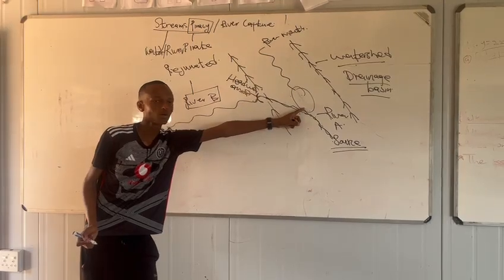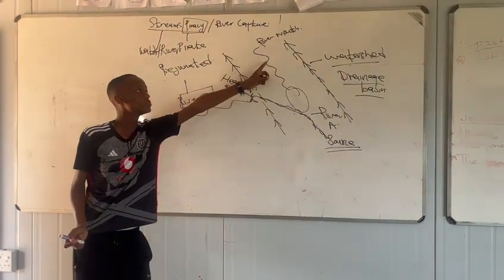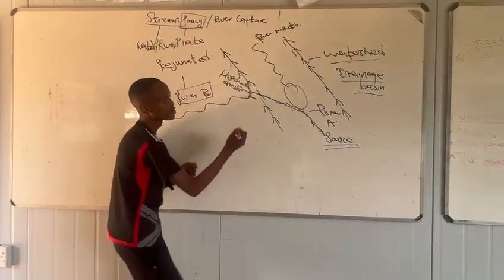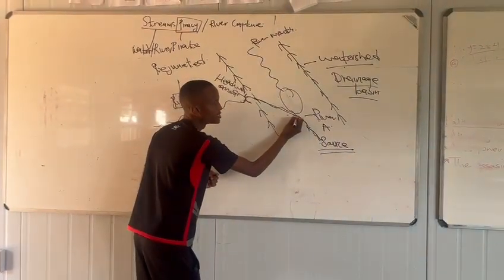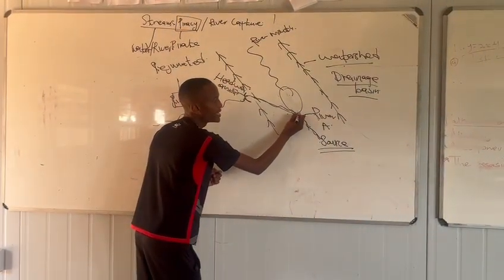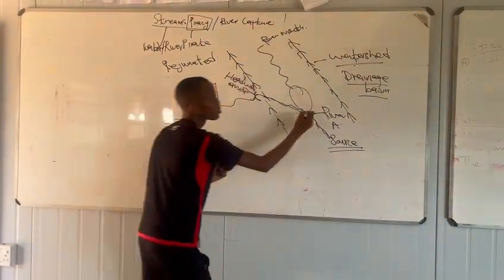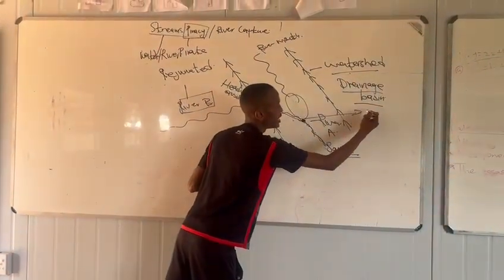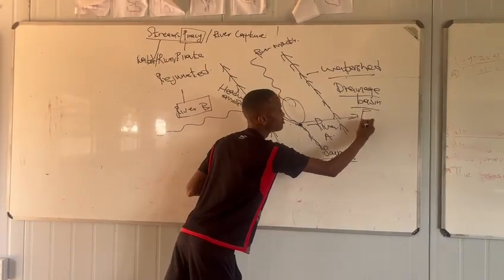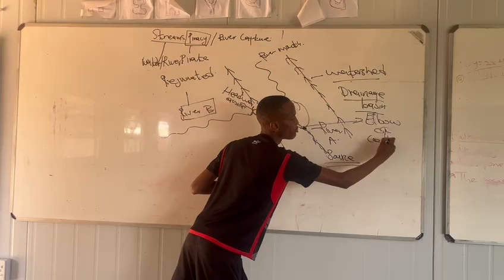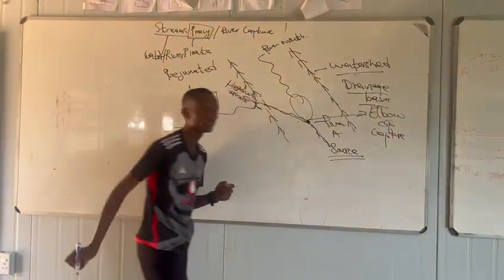Gap in terms of the geographical concept, then we'll name this stream, then also we'll name this point. So we'll start here, a point whereby river A has now joined with river B. We call this point an elbow of capture. This is an elbow of capture. It's a point where river A has joined with river B.